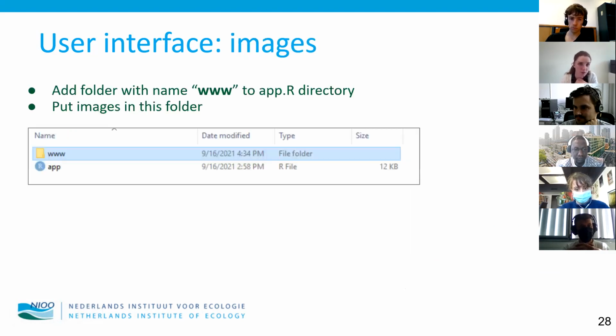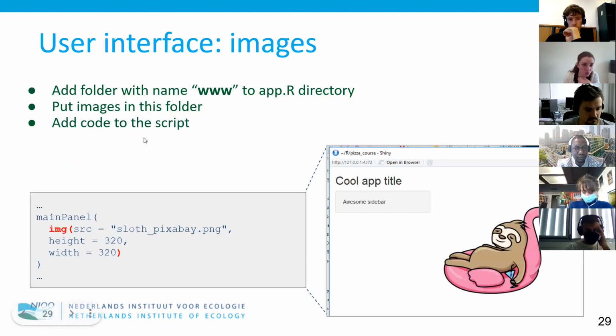Another thing you can do is add images. If you want to add an image to your app, then you need to add another folder to the directory where your script is located. This folder should have the name www. And you just need to put an image, like a PNG image, inside this folder. And then you need to add a bit of code to your script as well. So here we are again in the main panel, which is this part on the right side. I added this img function, and I have referred to the file that's inside the www folder. In this case, it's a sloth from the website Pixabay that I entered here.